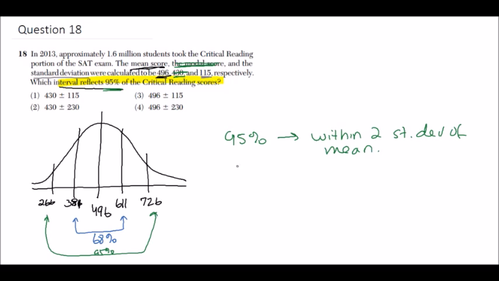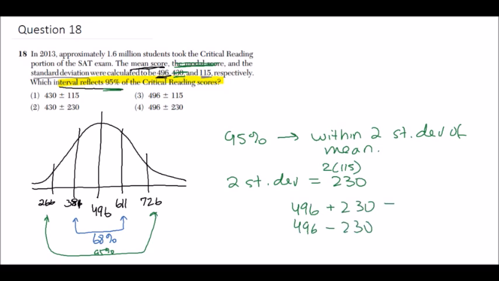So within 2 standard deviations of the mean, 2 standard deviations is 230. That's 2 times 115. And the mean is 496. So that means we're going to go 496 plus 230 and 496 minus 230. This is our upper limit, and this is our lower limit. So this would account for 95% of the scores.